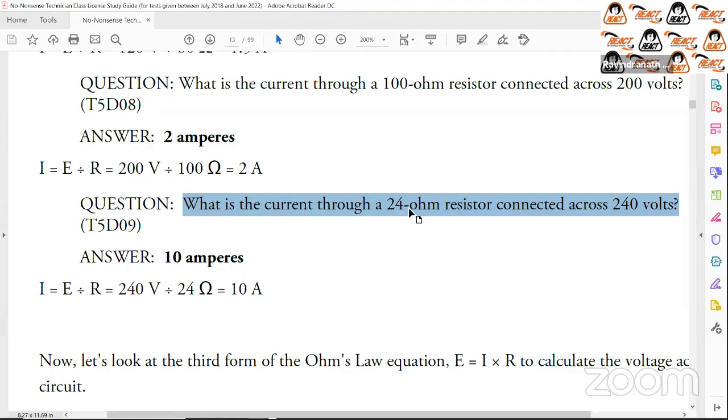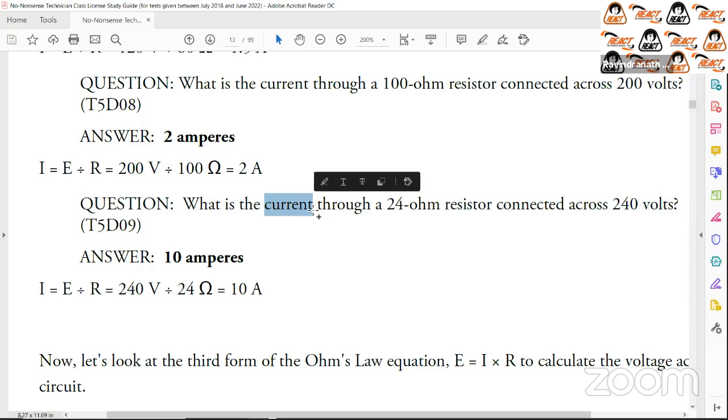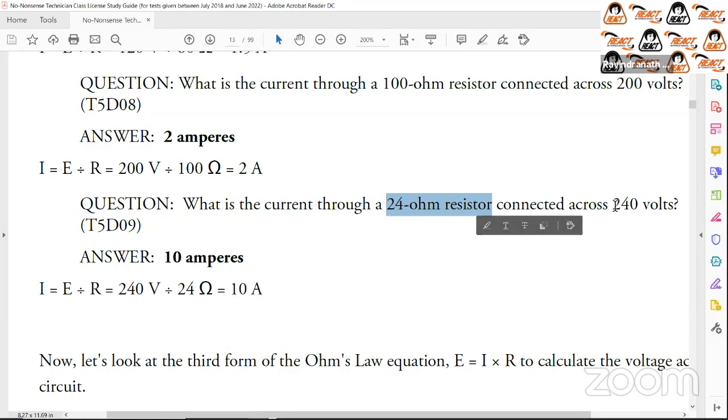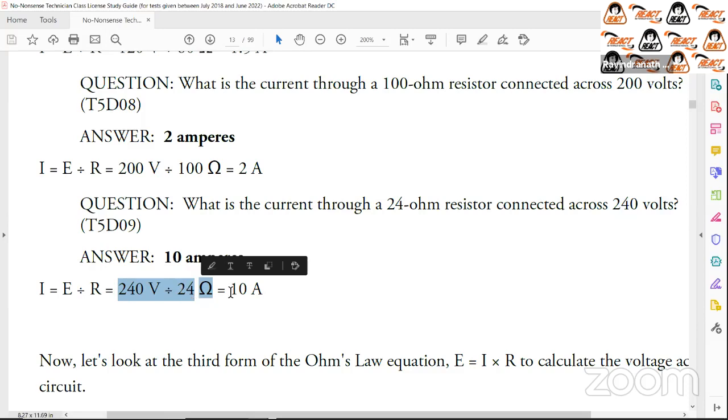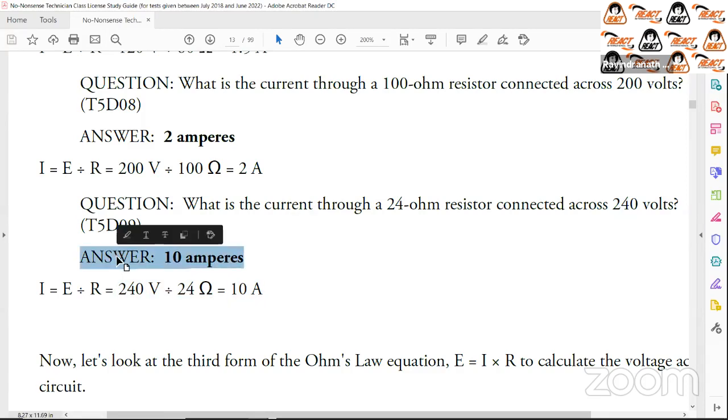What is the current through a 20 ohm resistor connected across 240 volts? Well, what they're asking us is the current. So already we know we need a formula that says current equals something. They give us the resistor is 24 ohms. They give us the voltage is 240 volts. We know the formula, I is equal to E over R. We plug it in, 240 divided by 24, 10 amps. Look at the answer there. Very well.